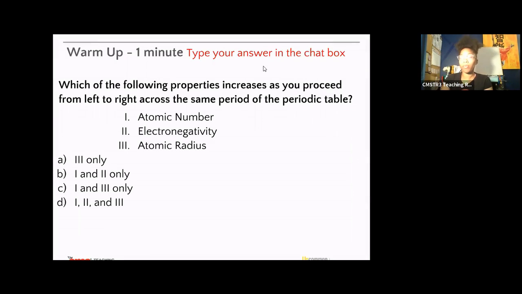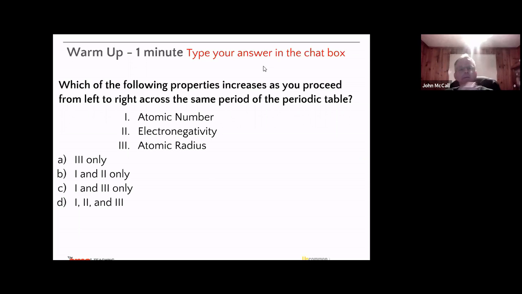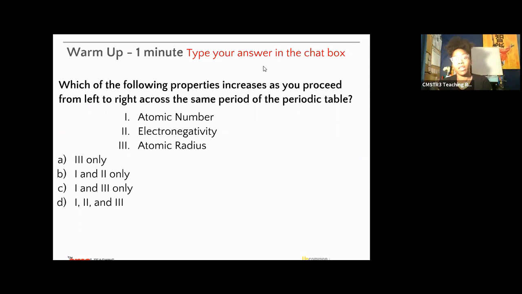Which of the following properties increases as you proceed from left to right across the same period of the periodic table? Atomic number, electronegativity, or atomic radius? If you don't know, feel free to take a guess because we're going to talk about this in just a second.